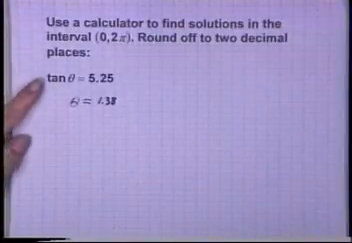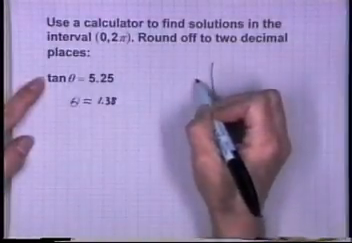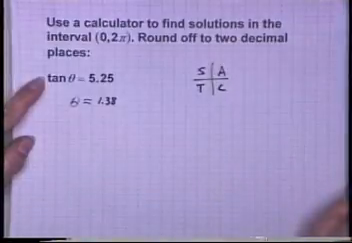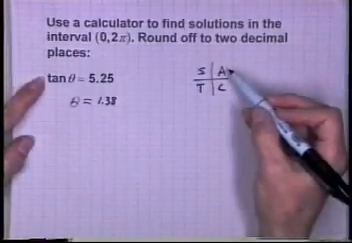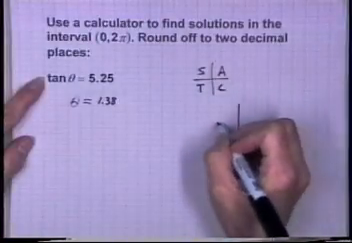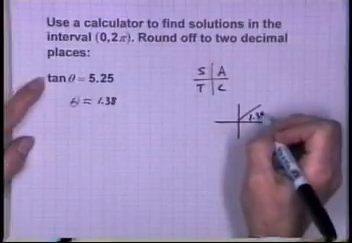Now, let's notice here the tangent was a positive value. What other quadrant do we have a positive tangent value besides quadrant 1? That would be over here in quadrant 3, wouldn't it? So my quadrant 1 answer is 1.38.